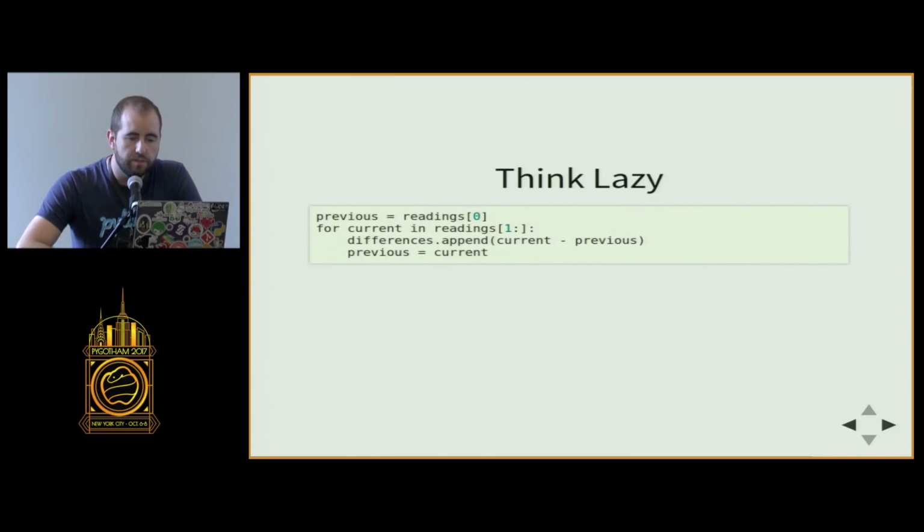This code makes a list of differences between consecutive values in a sequence. Notice that this code has an extra variable that we need to assign to each time that we loop, that previous variable.